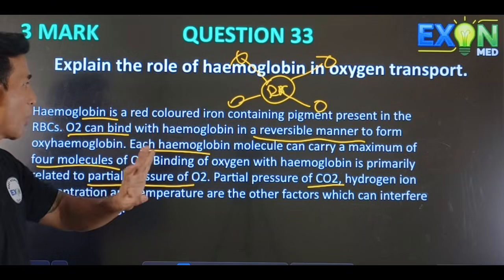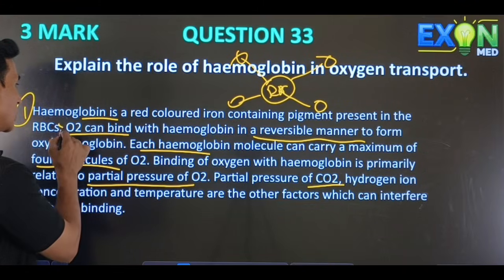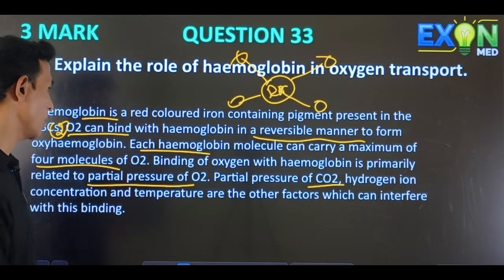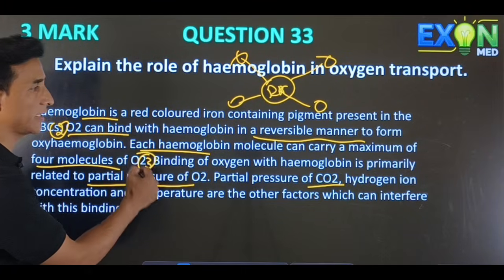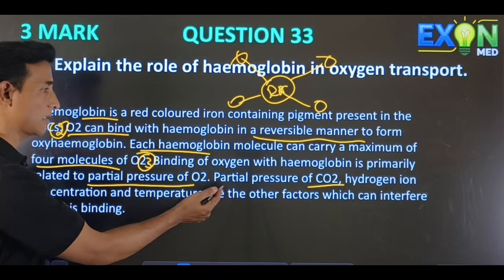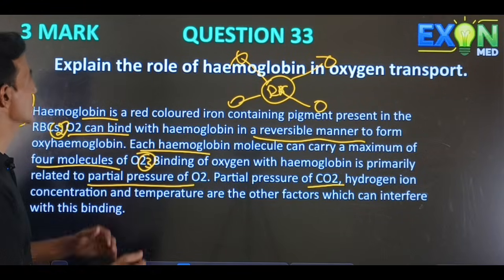So you can mention 3 points. The first one is hemoglobin is a red color pigment. The second point is oxygen can bind in a reversible manner. How many? You can mention 4 oxygen molecules. And the third one is that it is due to the partial pressure of oxygen, with the partial pressure of carbon dioxide, hydrogen ion concentration and temperature. So 3 points for 3 marks.